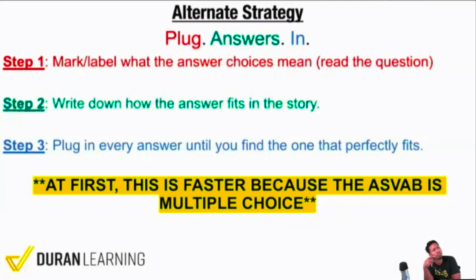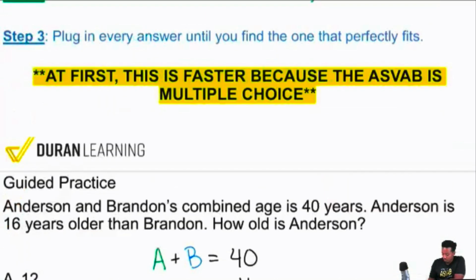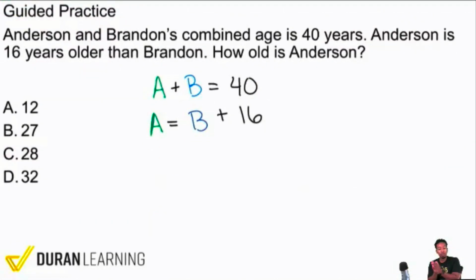How do these answers fit into the story? Anderson and Brandon are 40 years old combined, so if I add those ages together, that's what I'll get. So understanding how the story actually flows. And then lastly, step three, you'll plug in every answer until you find the one that perfectly fits. While you're learning systems, this is faster because the ASVAB is multiple choice. But I do recommend learning both ways, and that's why I am going to teach both ways today. So without wasting any more time, let me show you exactly how we can plug the answers in.